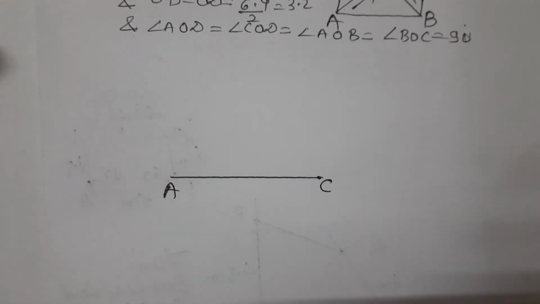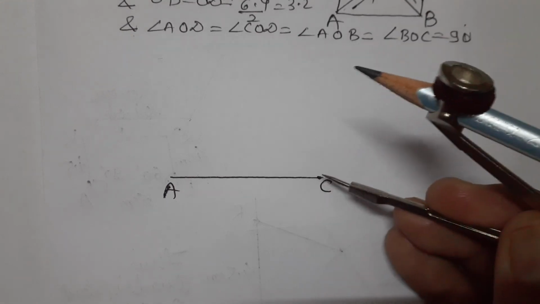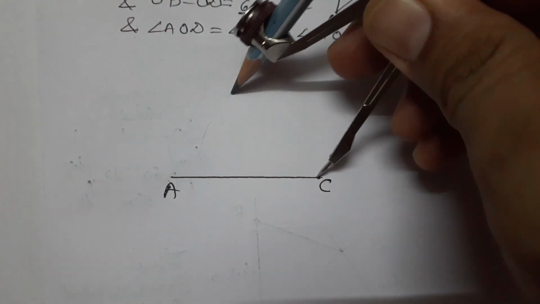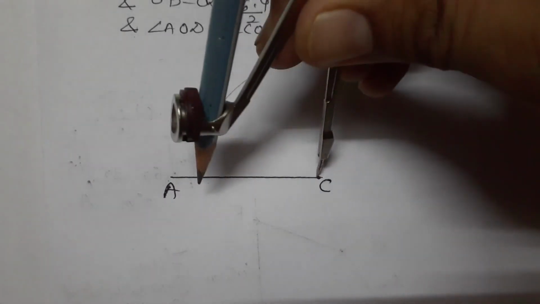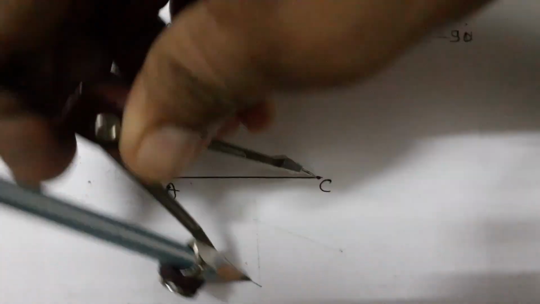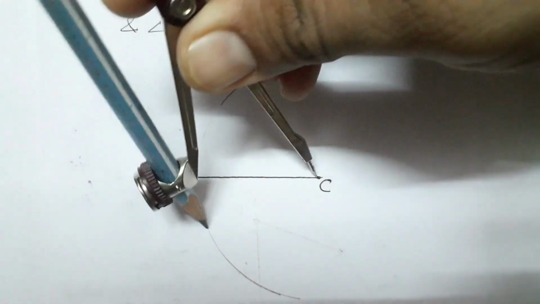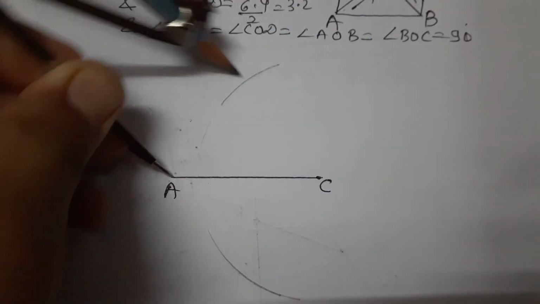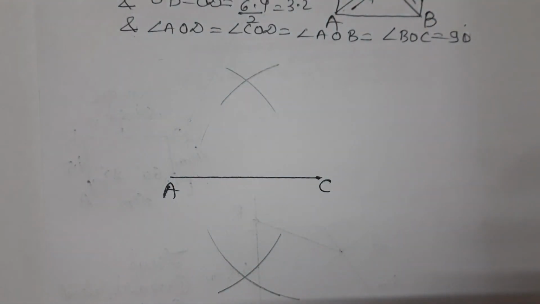And we know children that the diagonal bisects at 90 degrees. That means we have to make the bisector of AC. We have to take more than half. We have to make its bisector. So take one arc from here and one from the opposite side. And here also, take from the opposite side from A. And this one becomes our perpendicular bisector.